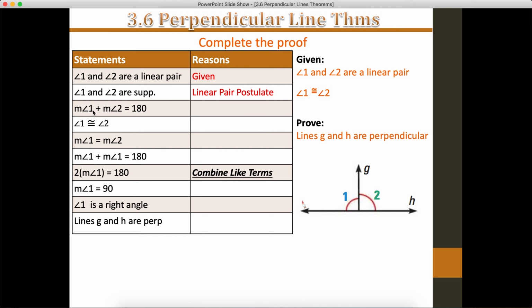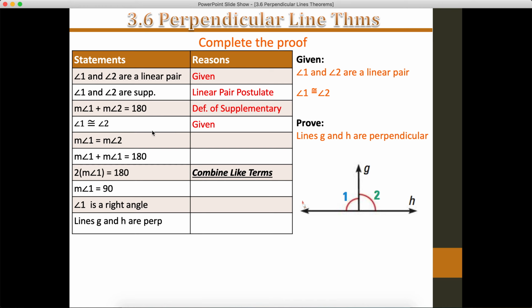And what does being supplementary mean? It means that the sum of your measures is 180 degrees. So how do we know that the measure of 1 plus the measure of 2 is 180? Because as the previous line suggests, they're supplementary, and that's what it means to be supplementary. Cool. So right now we're at a point where we have an equation, which is good. Let's hang on to that.